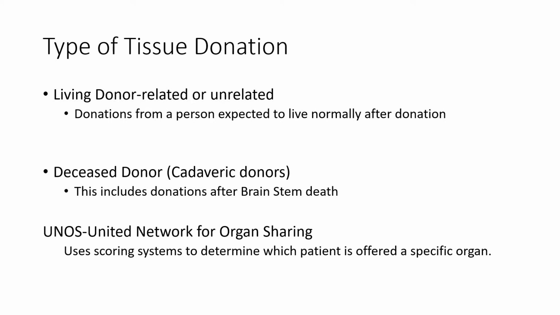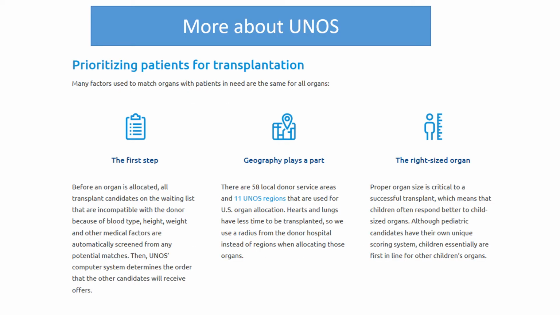And then UNOS, the United Network for Organ Sharing, uses a scoring system to determine which patient is offered a specific organ. And there is a list. Okay, so more about UNOS, right? Prioritizing patients for transplantation. First things first, to be on the waiting list, you have to be listed with your blood type, height, weight, and they automatically screen you for potential matches, right?